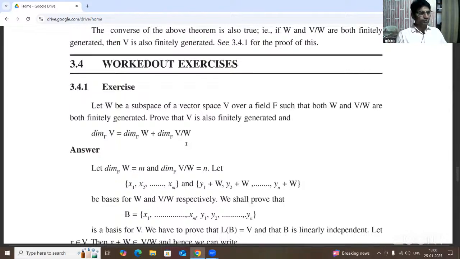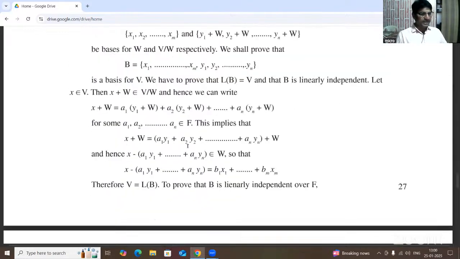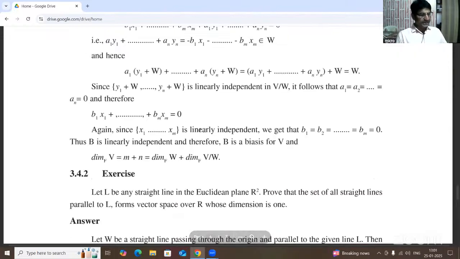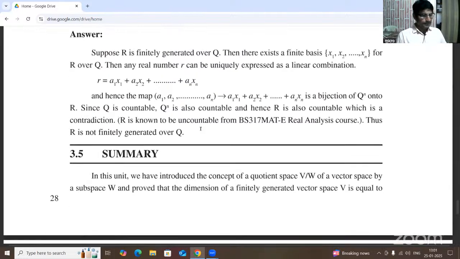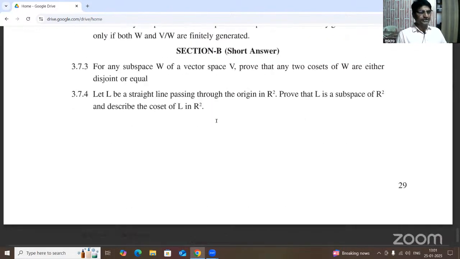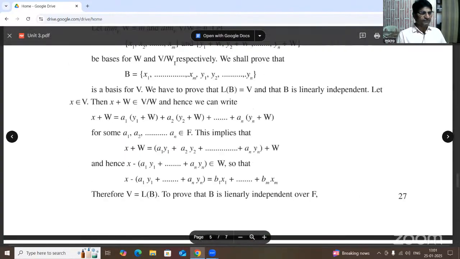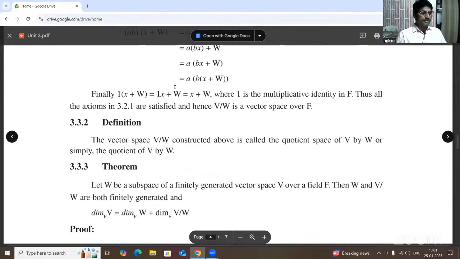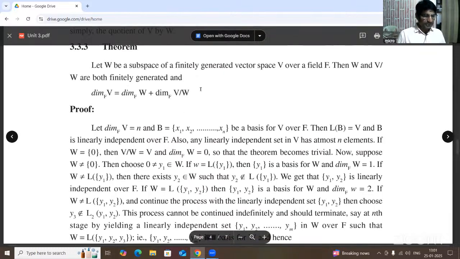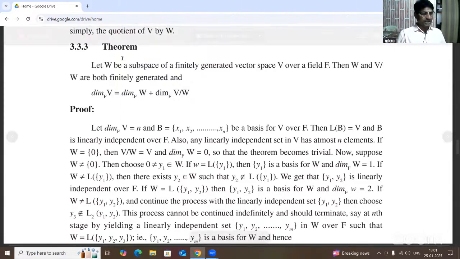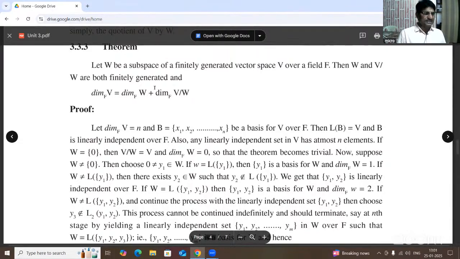This is the worked-out form of the above theorem, and following it there is a problem: dimension V equals dimension W plus dimension V by W. This is also another one. So this is the end of the third unit, because this theorem is very important in the final examination. Don't forget this: dimension V equals dimension W plus dimension V by W. At the same time, it can also be written as dimension V by W equals dimension V minus dimension W. According to this principle, let us discuss one problem.